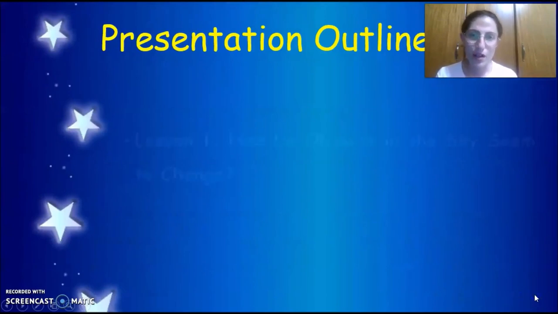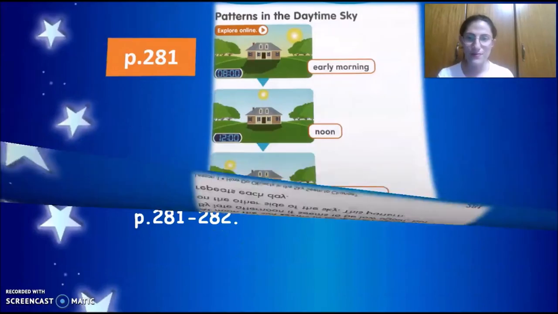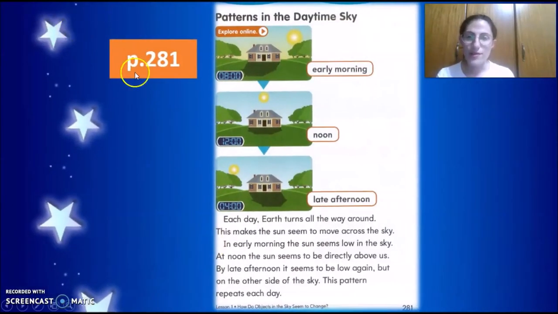For today, we're going to cover the following points. Lesson 1, How do objects in the sky seem to change? Explore, explain, patterns in the daytime sky, pages 281 to 282. We open our books to page 281, patterns in the daytime sky. Let's take a minute to observe these three pictures. What do we see?